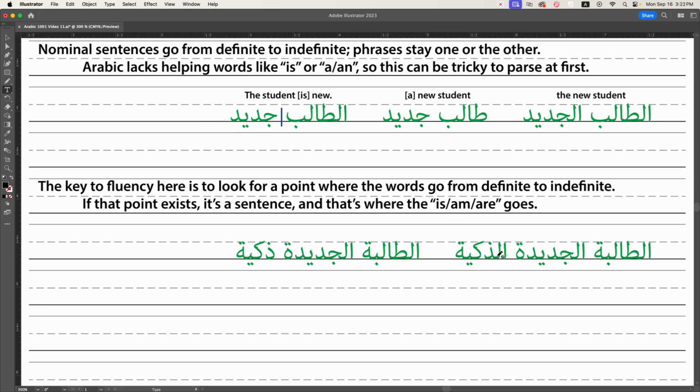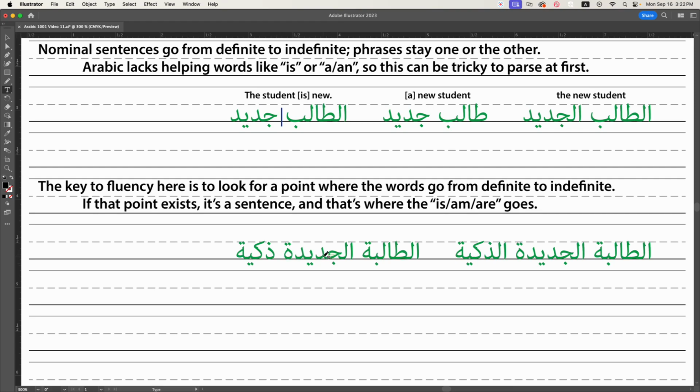So this is a phrase, an ism sifa, not a sentence because it never goes from definite to indefinite. So the student, the new, the smart gives us the smart new student. But here we've got definite, الطالبة, definite, الجديدة, and indefinite, ذكية.